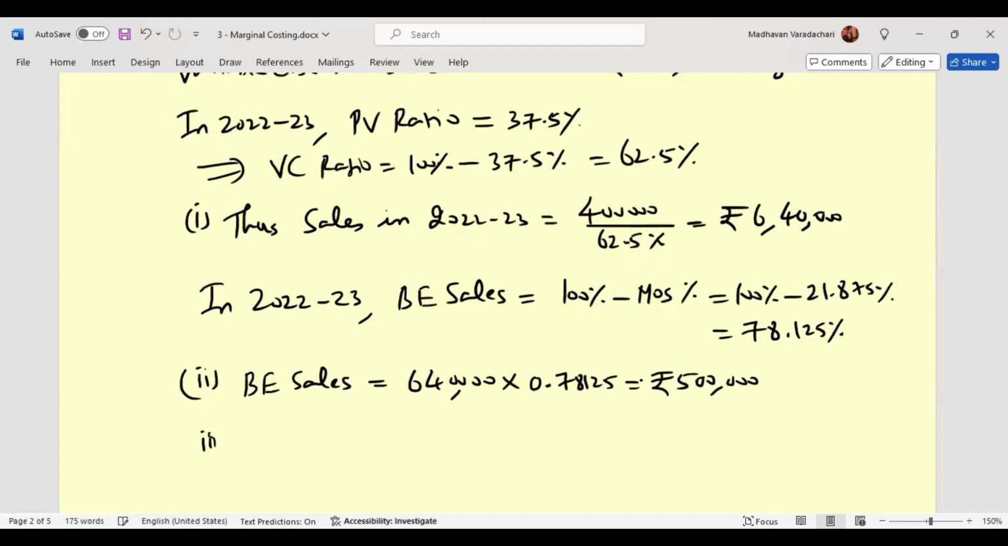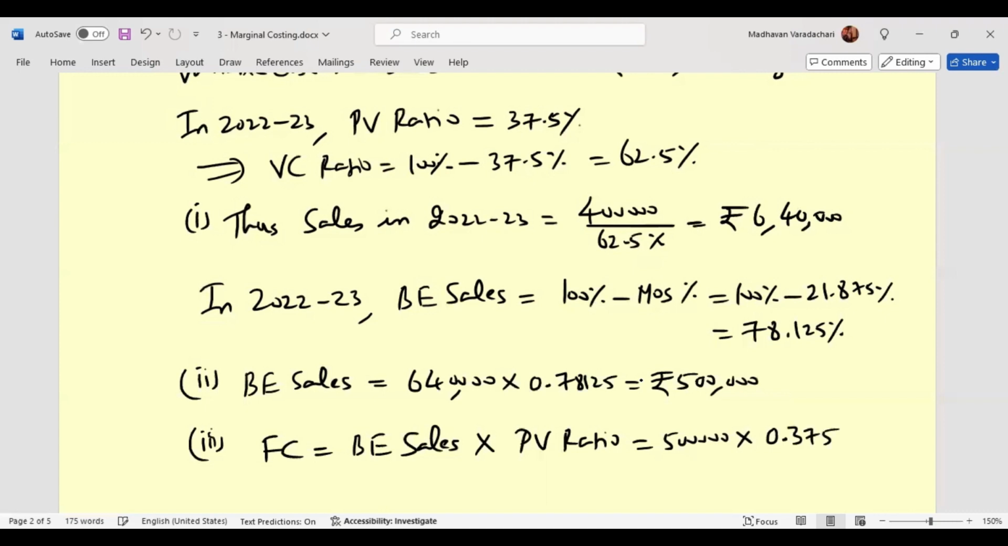Then for the third part, we have to find out fixed cost. Fixed cost is nothing but break-even sales multiplied by PV ratio for that year, which is 5 lakhs multiplied by 37.5%. So it is 0.375. If we calculate, we will get rupees 187,500. That is the solution for this particular question.